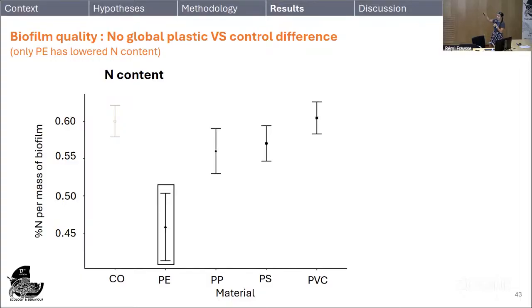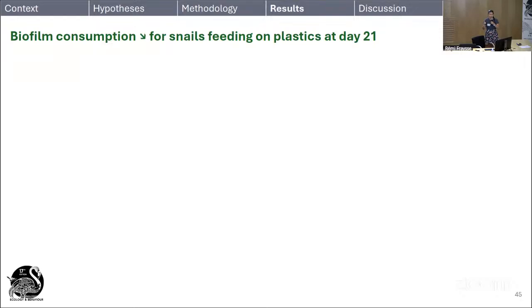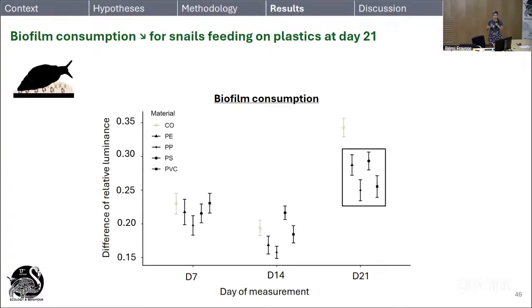The black box represents the plastic that is significantly different from the control. So you can see that only PE was different. And we didn't have an effect on the carbon content. Then, on the consumption, we observed a decrease in the consumption of all snails feeding on plastic at day 21, so after 3 weeks of experiment.